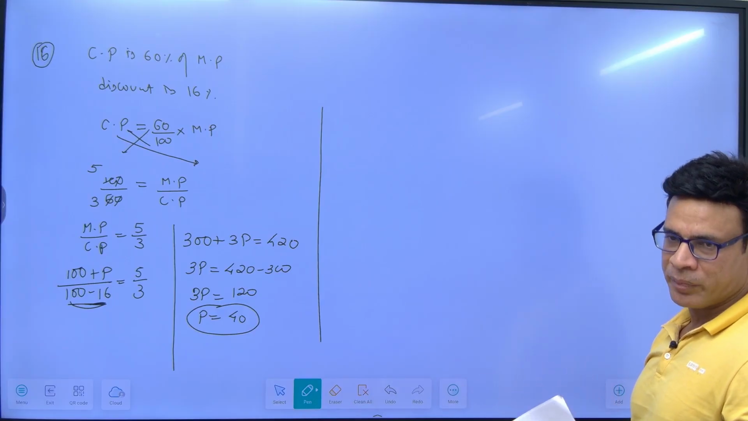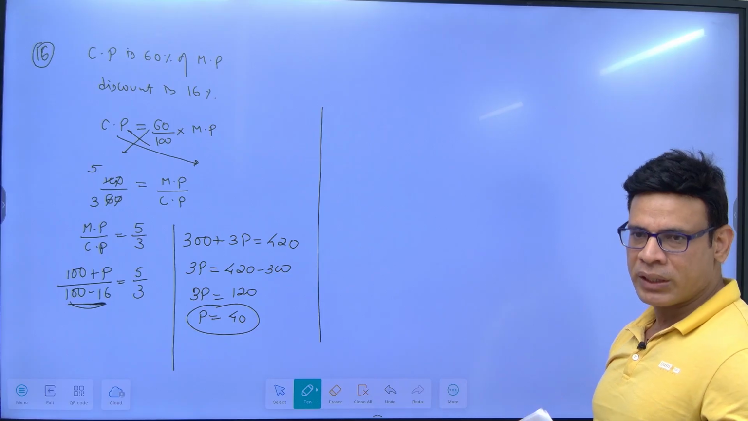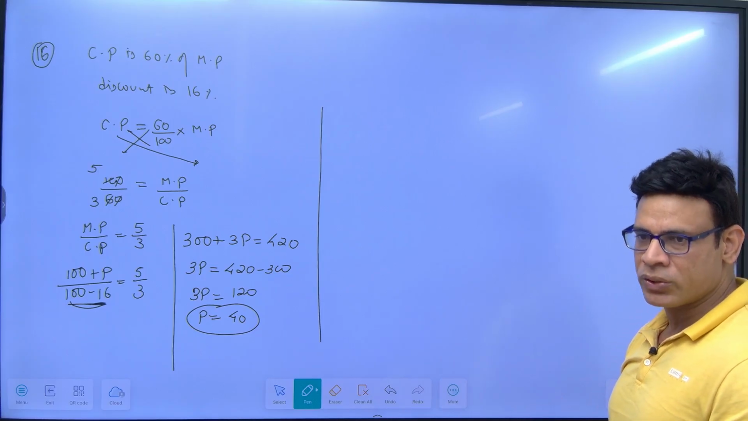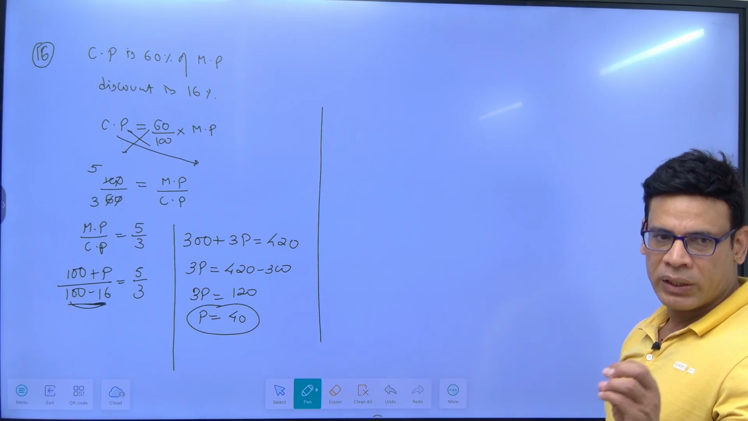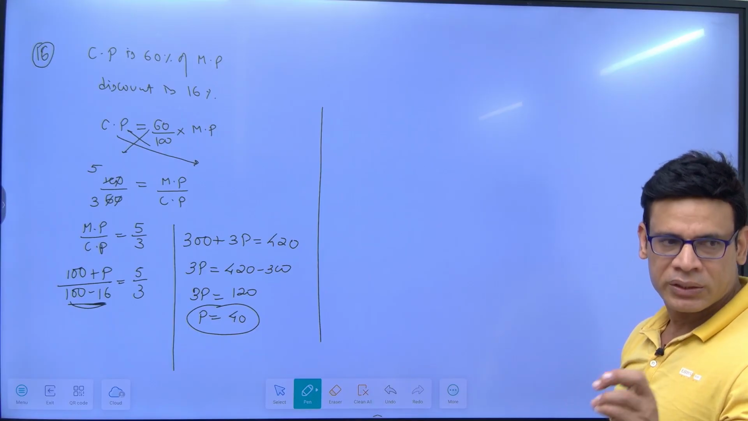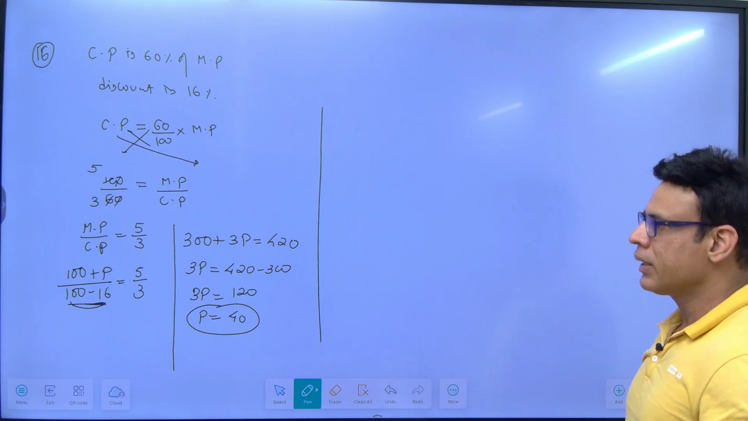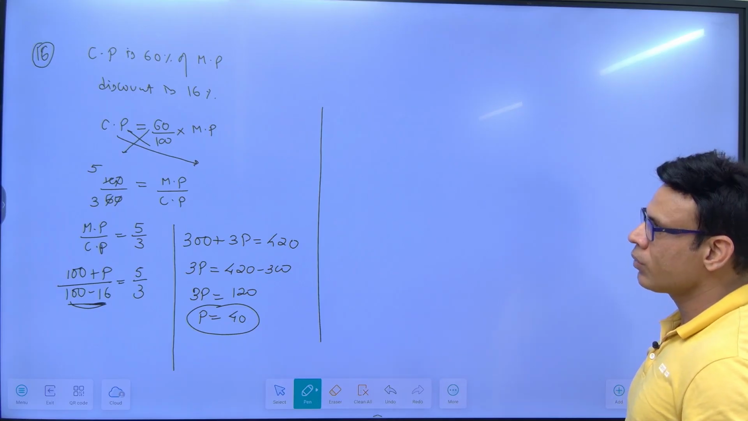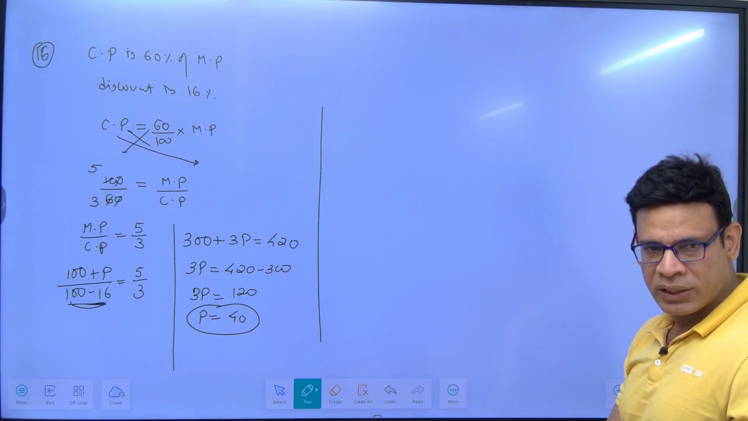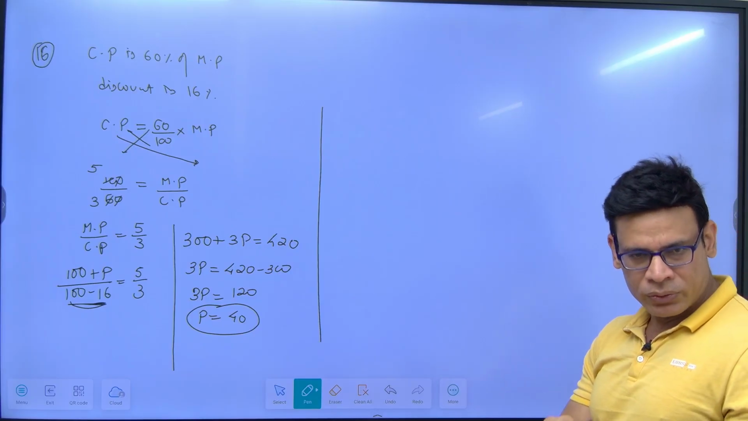Learn the concept. If your concepts are strong, no matter how difficult the question is, you can solve it. Tricks will only work for few questions, certain type of question. But the people who are setting the paper, they know that students know these tricks. So they will never give you questions where you can use those tricks.